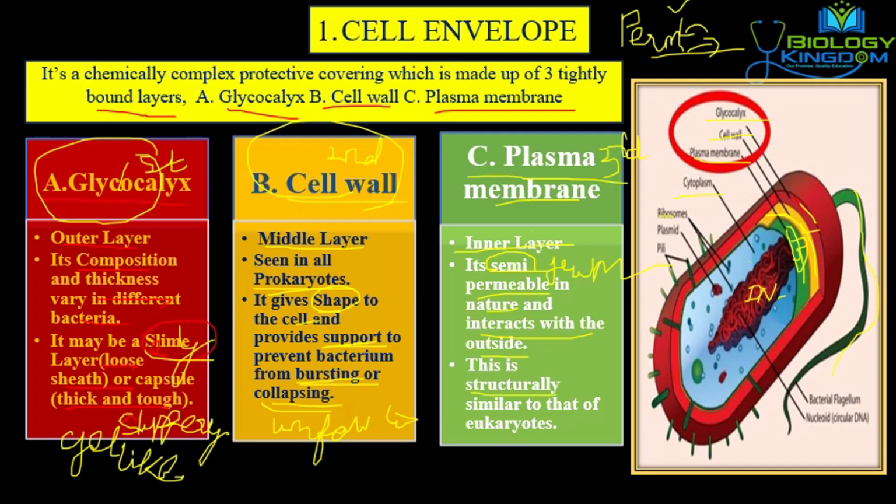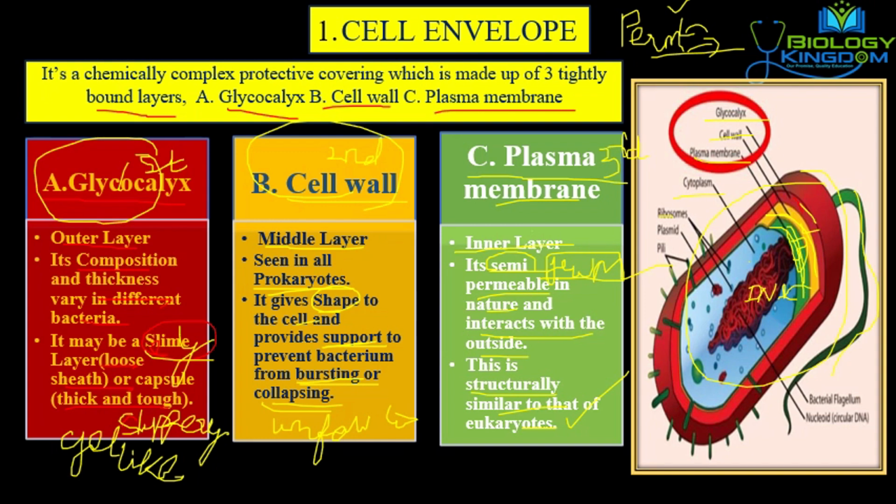This is almost structurally similar to that of the eukaryotic cell. As it is the innermost layer, it is semi-permeable, so only a few molecules can enter into it, not all molecules. Again, we have the concept of permeability, hydrophilic and hydrophobic. Hydrophobic are water resistant molecules, hydrophilic are water favorable molecules. So this acts as a barrier for entry into the innermost part of the cell, protecting the cell wall in adverse conditions.